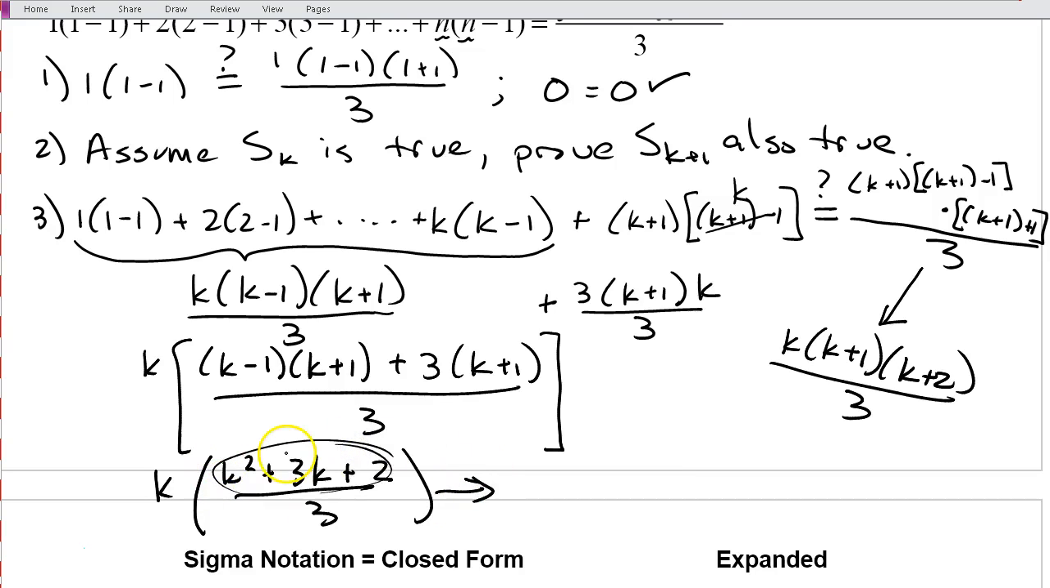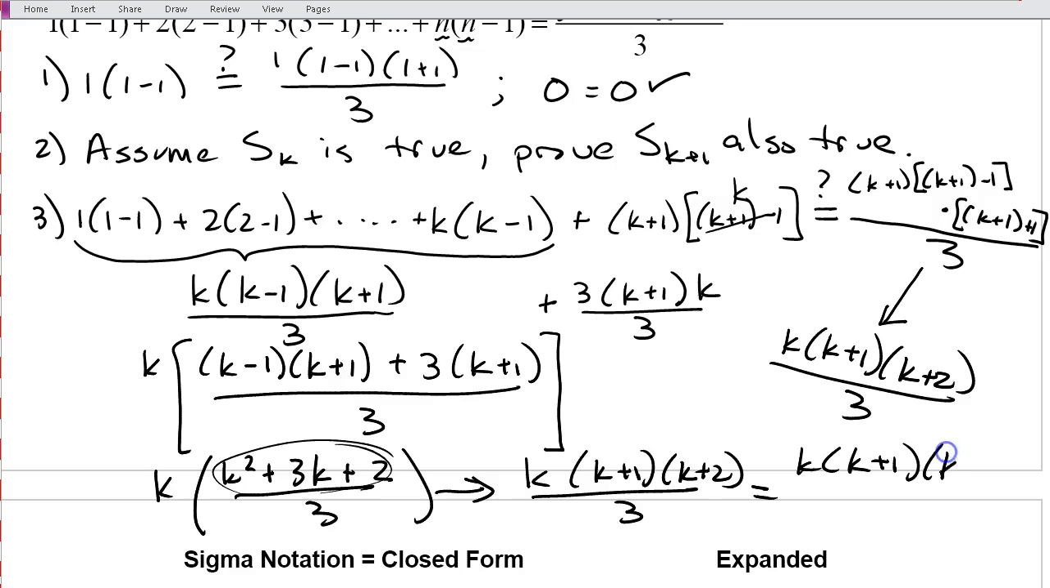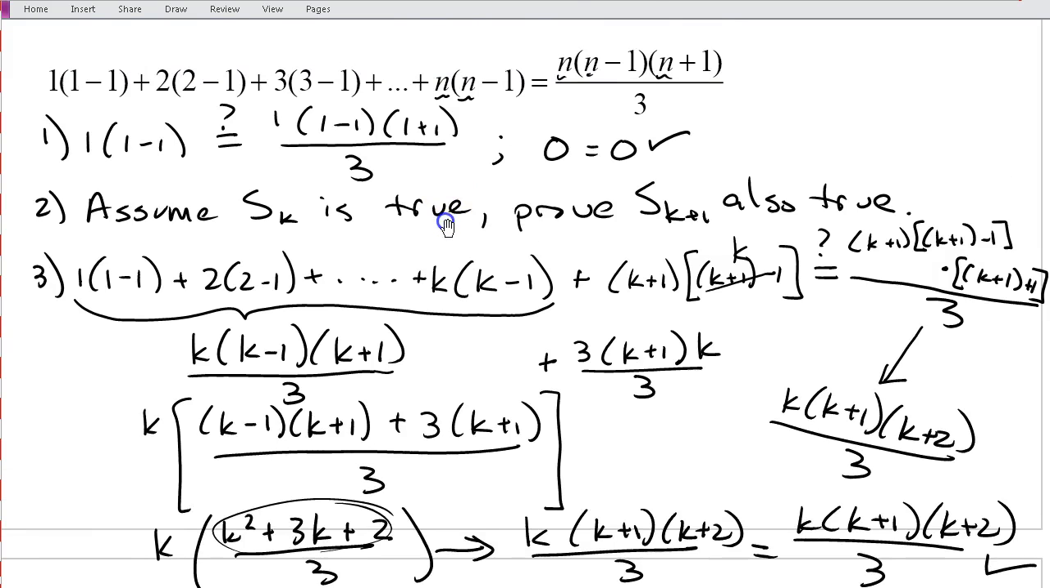I can factor that numerator, so I'm going to get k times k plus 1 times k plus 2 all over 3, which is in fact equal to k times k plus 1 times k plus 2 over 3. So that checks, and we have proved by mathematical induction that this series here is equal to this expression here.